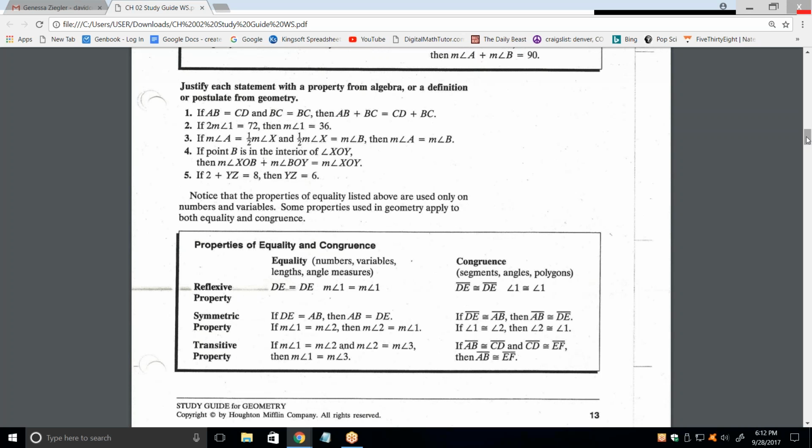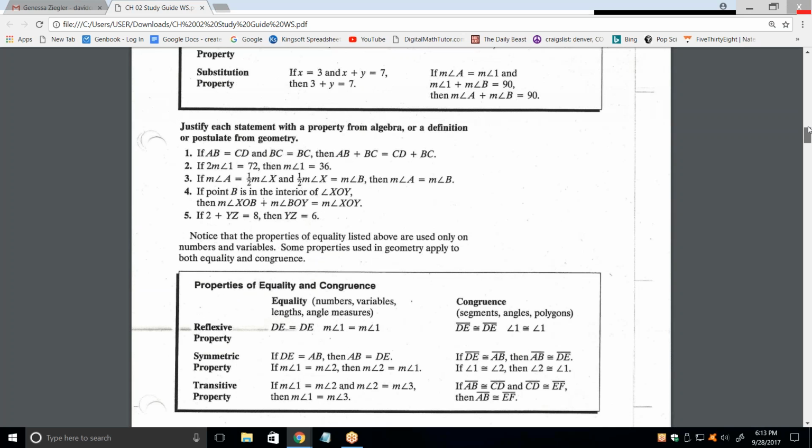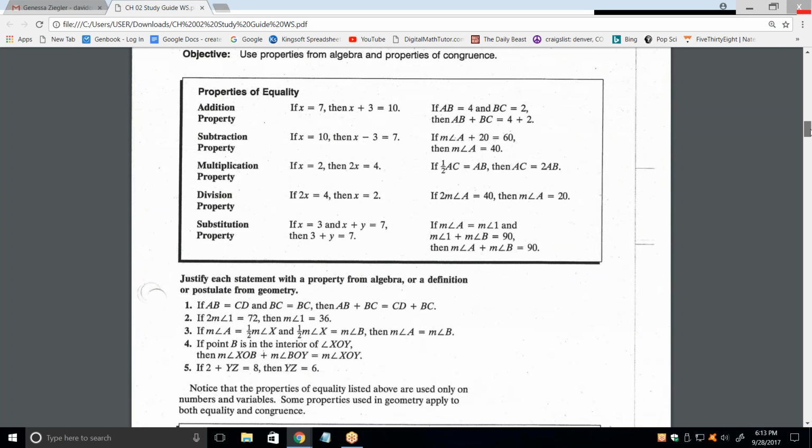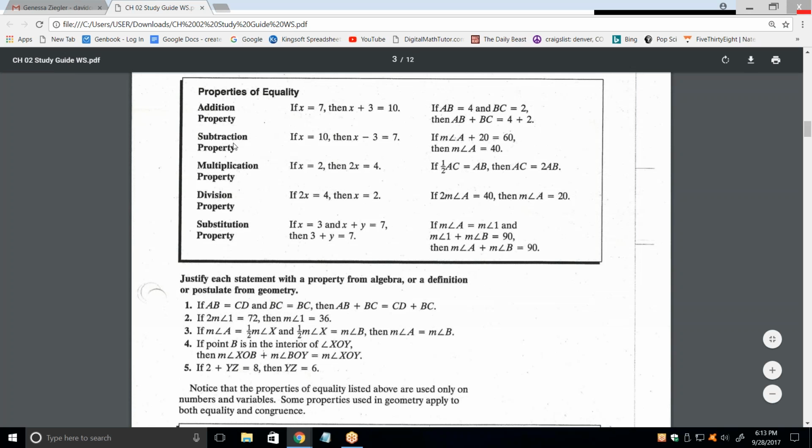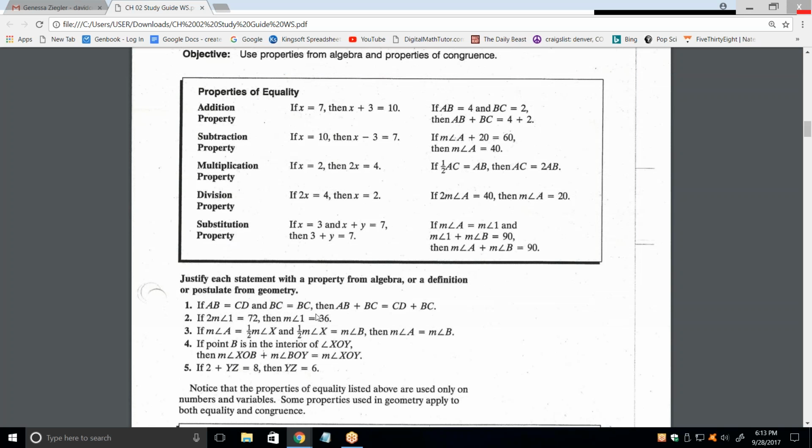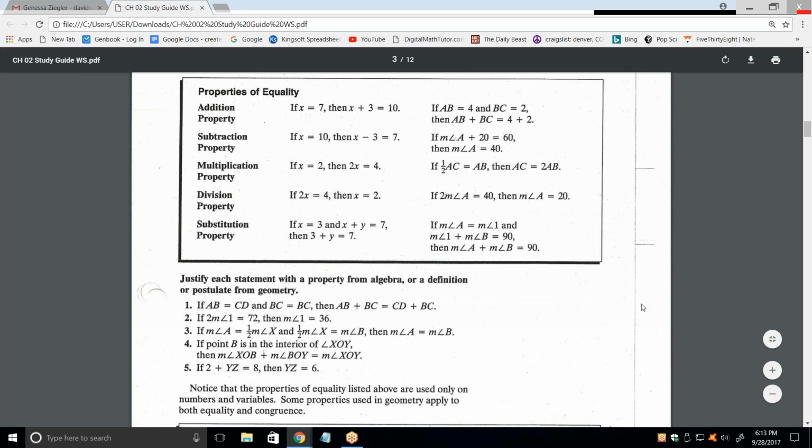So what property is that illustrating? If AB is equal to CD and BC is equal to BC, then AB plus BC equals CD plus BC. Is that the addition property? No. Yeah, it is. Let's look at the properties. Certainly not subtraction, multiplication, division, or substitution. Hold on. It's got to be the addition. Justify each statement with a property from algebra or a definition or a postulate from geometry. Okay.